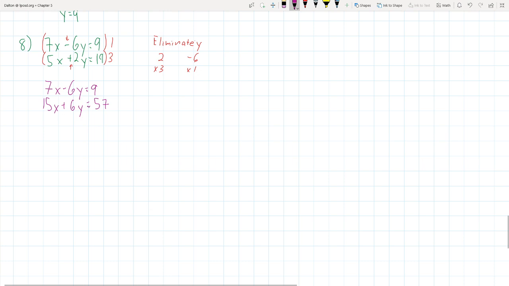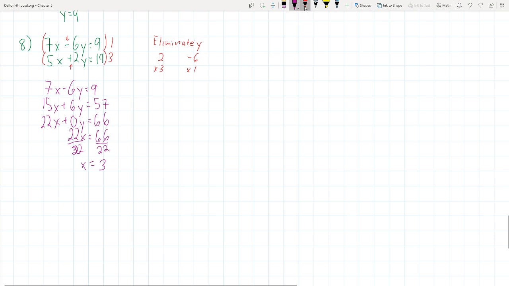Now I check, are my y's going to get eliminated? Yes, they are, so I'm going to go ahead and continue. So 7 plus 15 is 22x plus 0y equals 9 plus 57, that winds up being 66. So I get 22x equals 66, divided by 22. And I get x equals 3.